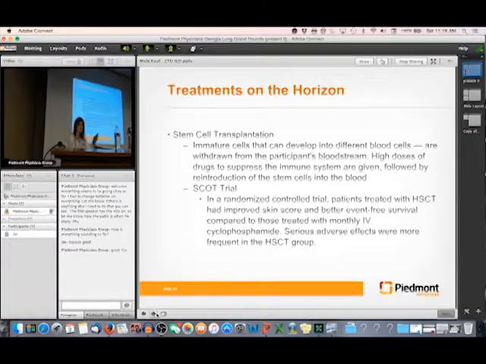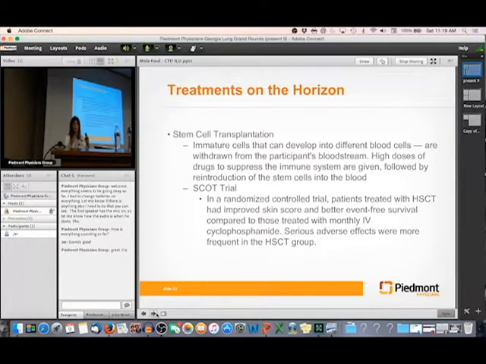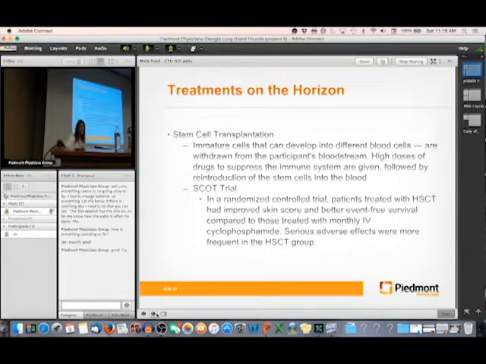So we take some cells, and then we give patients medication to suppress their immune system, and then we give them the cells back, hoping that when we give them back, they're going to reset the system and help stop that autoimmune process from going on. And we use that in a lot of cancer therapy.